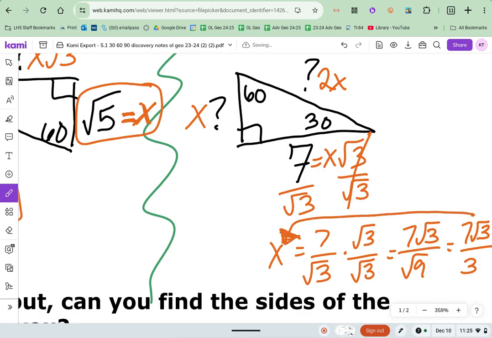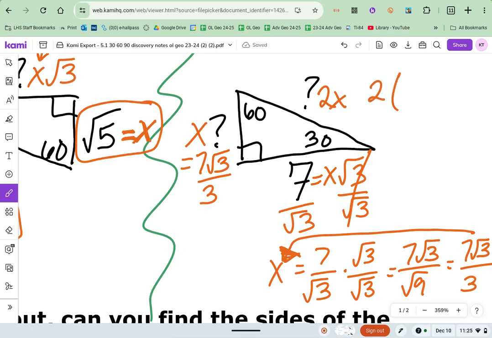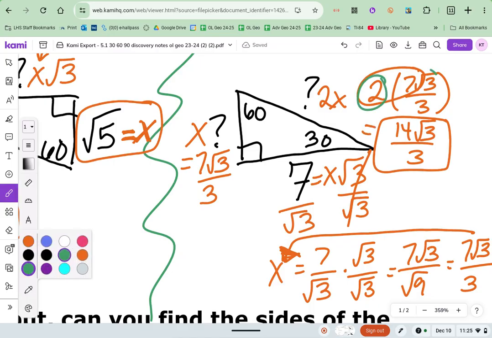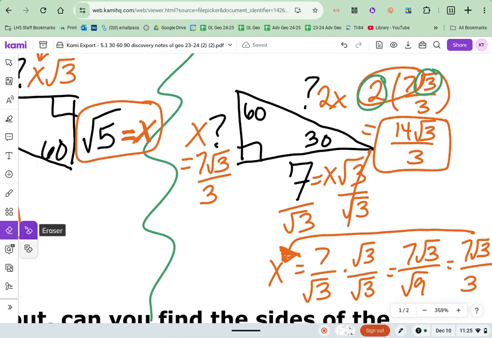So everywhere that I see x, I'm going to plug in 7 root 3 over 3. So this side is 7 root 3 over 3 because that's x. And this was 2 times 7 root 3 over 3. So it's the 2 and the 7 that get to multiply to 14. So 14 root 3 over 3 is what the hypotenuse is. The 2 doesn't multiply with the root 3 because, again, the root 3 is trapped. And so trapped things don't get to multiply with things that are not trapped. So this one's kind of funky because you end up with fractions, but that's okay. It can be a fraction. That's all right.